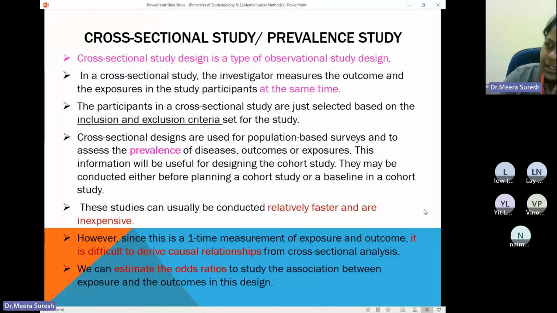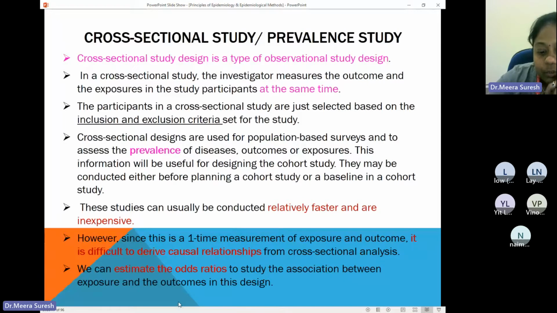And not just a cohort study, you can do further studies, or even an RCT, based on this cross-sectional study. The cross-sectional study can be conducted relatively faster. Obviously, you just need to go one time only, and it is inexpensive. However, since this is a one-time measurement, it is difficult to derive a causal relationship. This causal relationship we will get only when we are doing a cohort study or a case control study. We won't get it in a one-time study. We just get what the current situation is now. That's it. We won't get whether this exposure and outcome are connected. We will never get to know.